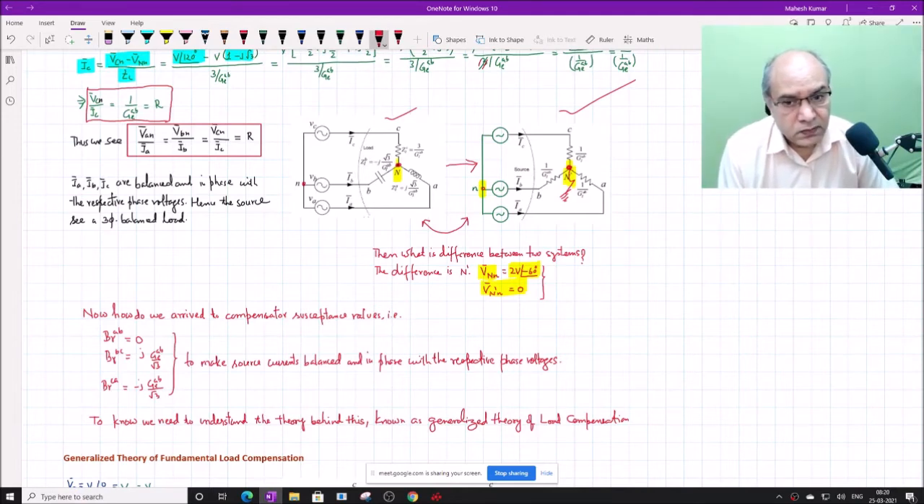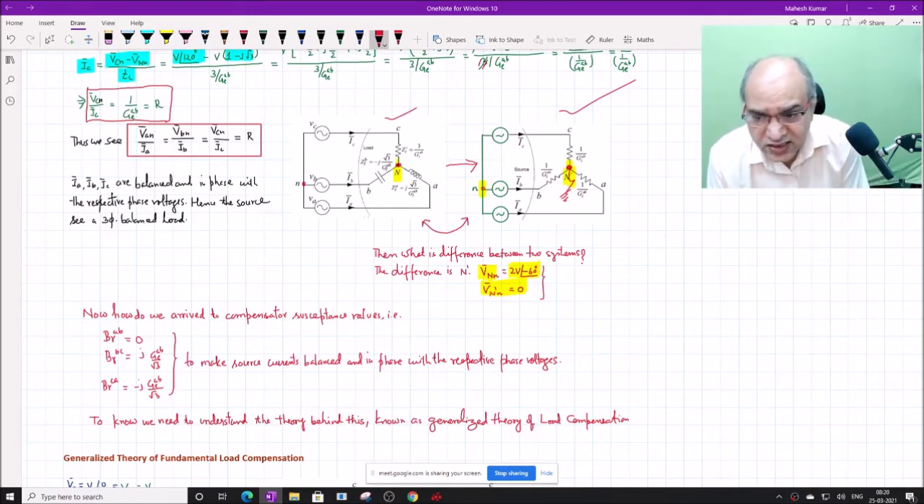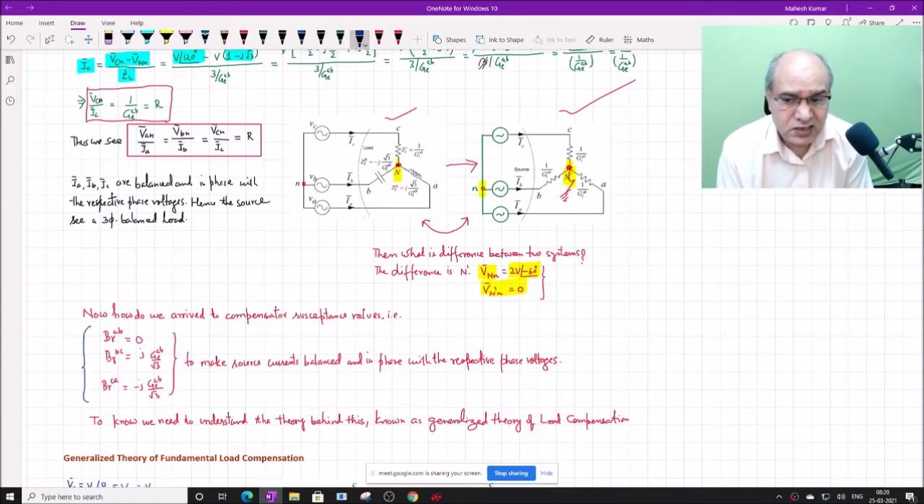But the thing is that finally we are able to compensate the absolutely unbalanced load, almost the worst unbalanced load you can say, with the help of a purely reactive network by adding these compensator parameters. These are the compensator susceptances that we added. Between A and B we added zero susceptance, between B and C we added J GL AB by root 3 susceptance, and between C and A we added minus J GL AB by root 3.